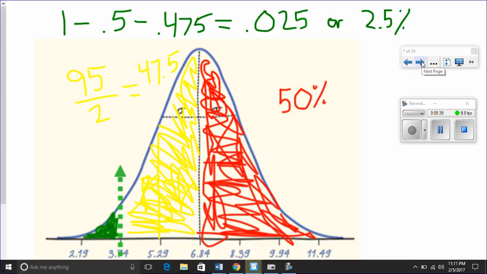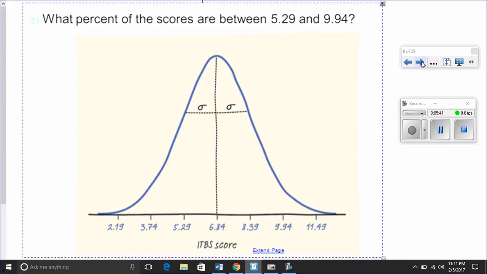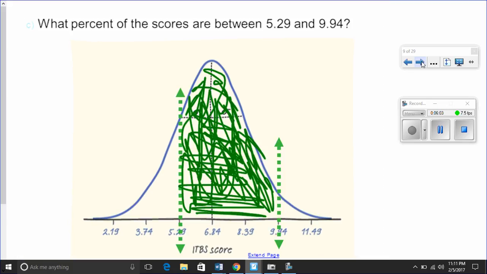Let's look at the second question. It says what percent of those scores are between 5.29 and 9.94. If you want to try it on your own, go ahead and pause the video. If you're still a little unsure, we can work through it together. So the first thing I'm going to do is draw the sketch. I'm going to draw a line at 5.29 and 9.94, and shade between them. So this is the area I'm looking for.